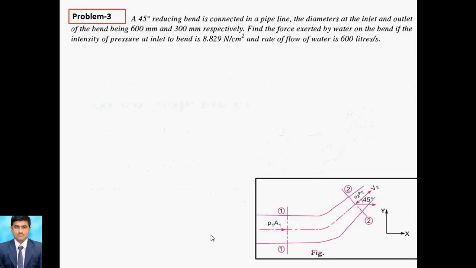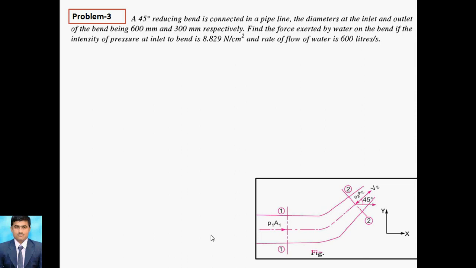So first of all we look at this problem. The problem is: a 45-degree reducing bend. A bend means you have to lose momentum. So with the help of the momentum equation we have to find Fx, Fy and all these things. The 45-degree reducing bend is connected in a pipeline, and the diameters at the inlet and outlet of the bend are 600 mm and 300 mm respectively. So the inlet diameter is 600 and the outlet diameter is 300. Find the force exerted by water on the bend.